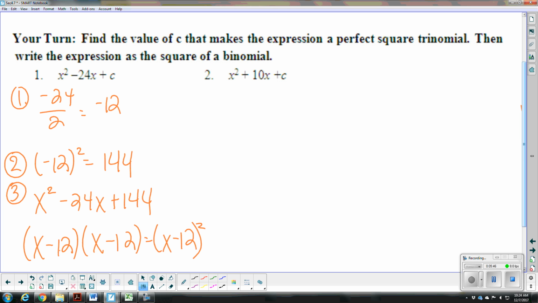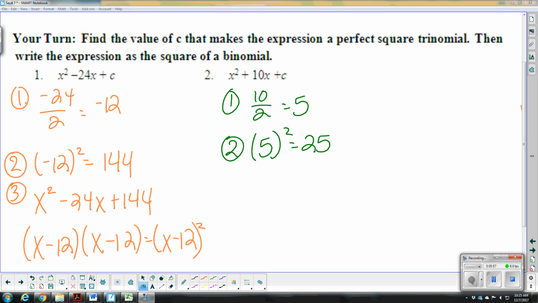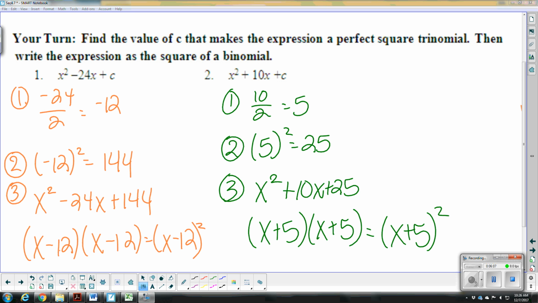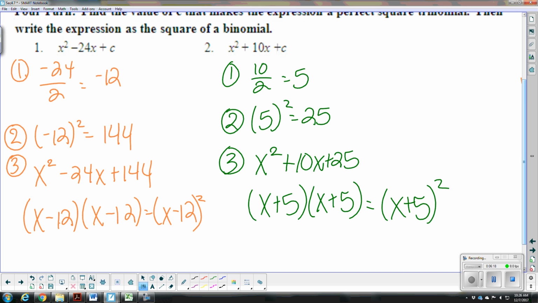So try the next one on your own. Please pause the video while you work and unpause for the solution. First step is to divide the b term, the coefficient of x, by 2, so we get 5. Next step is to square 5, so we get 25. Then next we replace c with 25. And then finally we can write that as an expression that is the square of a binomial. So x plus 5 squared, where a squared plus 2ab plus b squared is our expression.